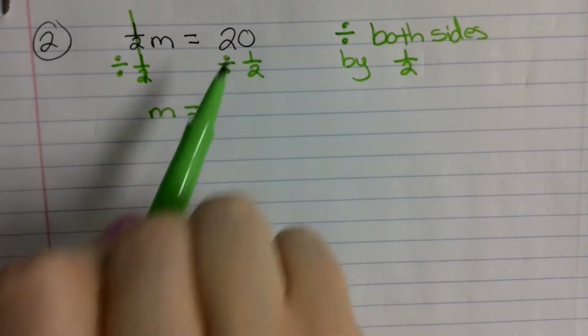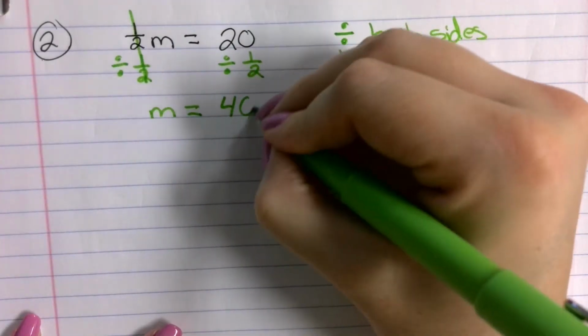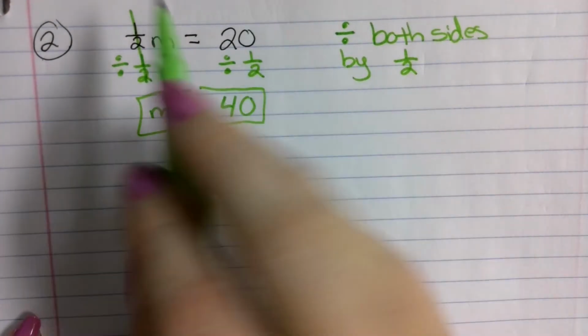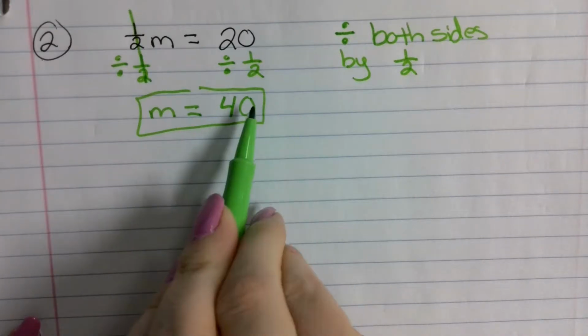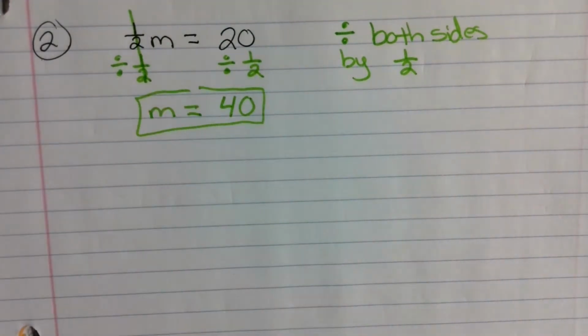Sirius, turn around. What is 20 divided by a 1/2? Kingston? 40. 20 divided by a 1/2 is 40. And now if you want to check, substitute it back in to see if it's true. What's 1/2 of 40? 20. 1/2 of 40 is 20.